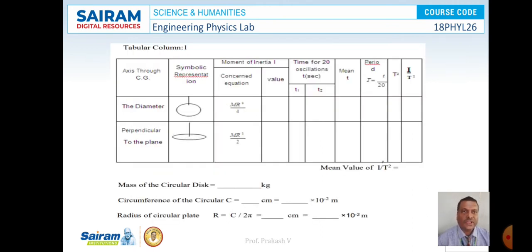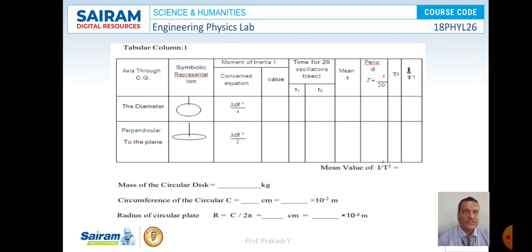So here is a tabular column. First we have to calculate the moment of inertia of the circular object. When the wire is fixed parallel to the circular plate, the moment of inertia is given by m r squared by 4, where m is the mass of the circular plate and r is its radius. When the chuck nut is fixed perpendicular to the plate, the moment of inertia is given by m r squared by 2. So these were all the formulas that we have to apply for calculating the moment of inertia.